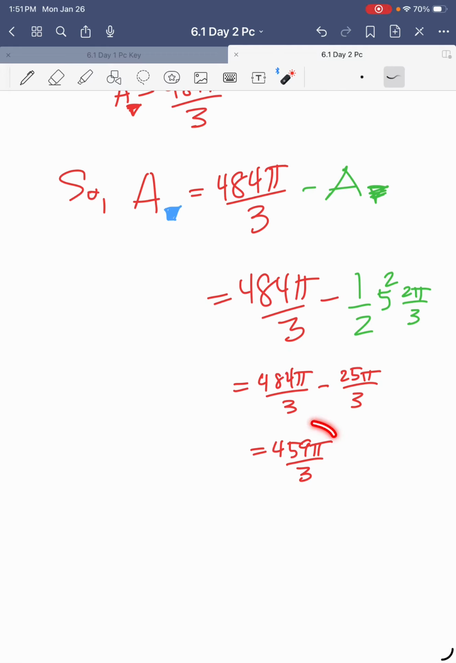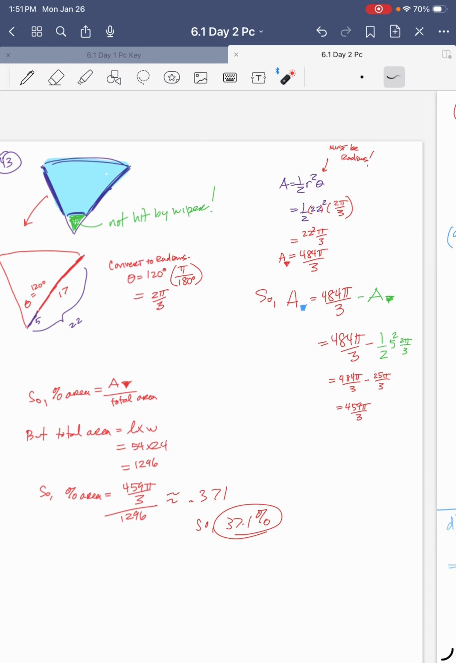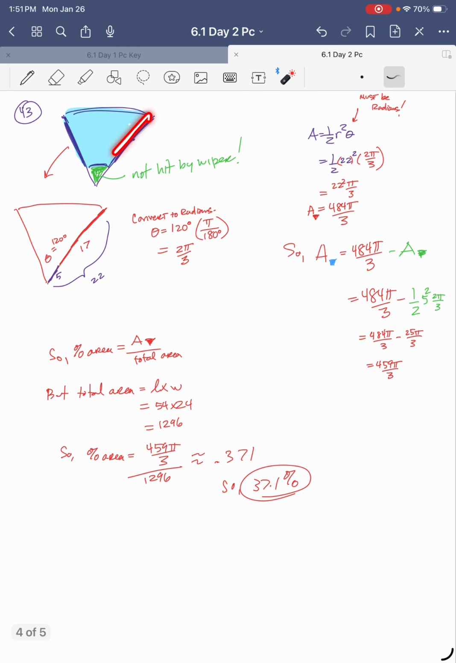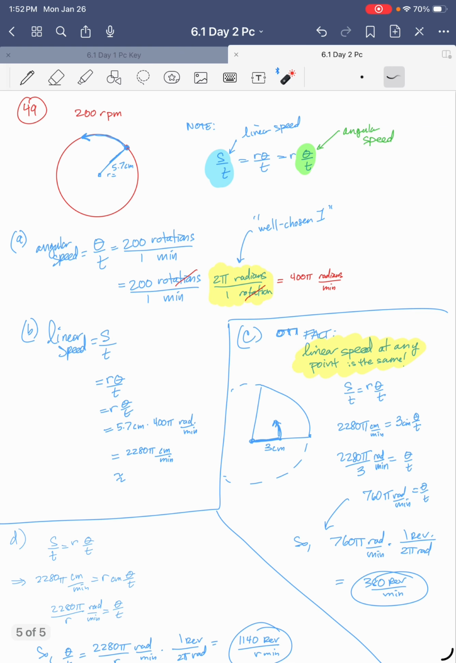So when we subtract these two suckers, we get 459 pi over 3. That's going to be the area of just the blue part where the wiper moved through. So that divided by the total area of the windshield gives us 0.371, or approximately 37.1%. Cool. Then 49. This is a classic things are rotating.